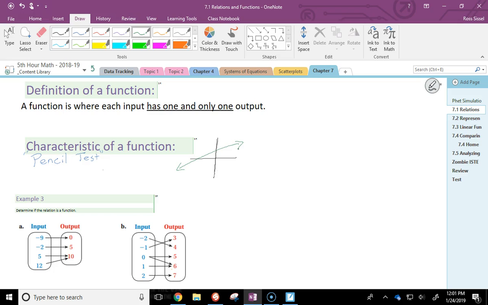Characteristics of a function. We should have the graph, and I'm going to look at my line. And the pencil test is you just mainly take a pencil and you're going to hold it vertical. And you're just going to work from left to right across your graph. And it can only cross the line at one spot at a time. Okay? So, can I do a pencil test? Cross only one place at a time.